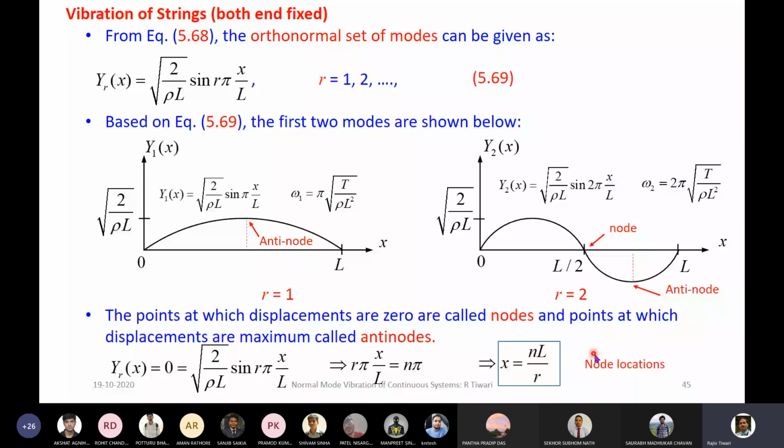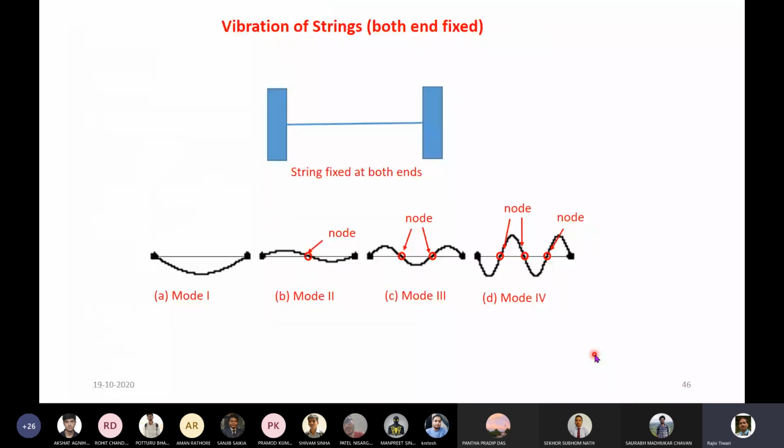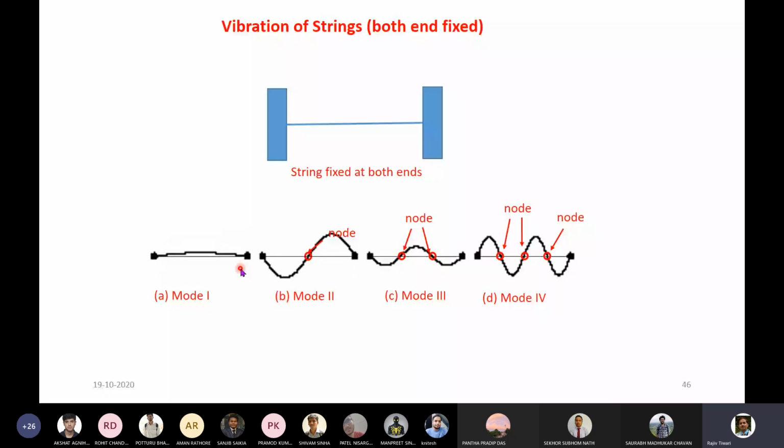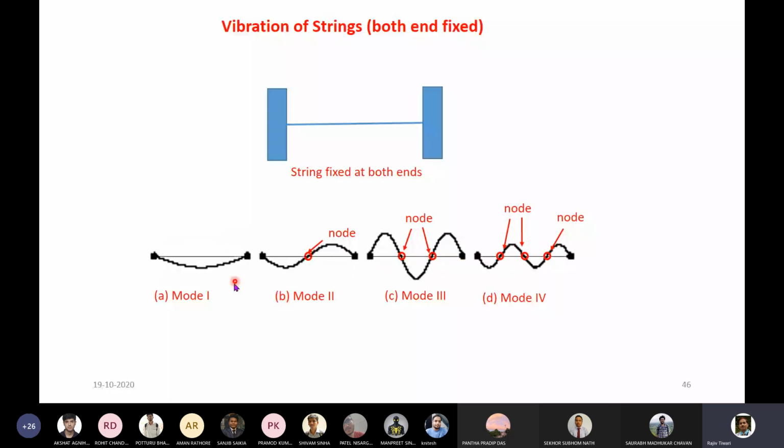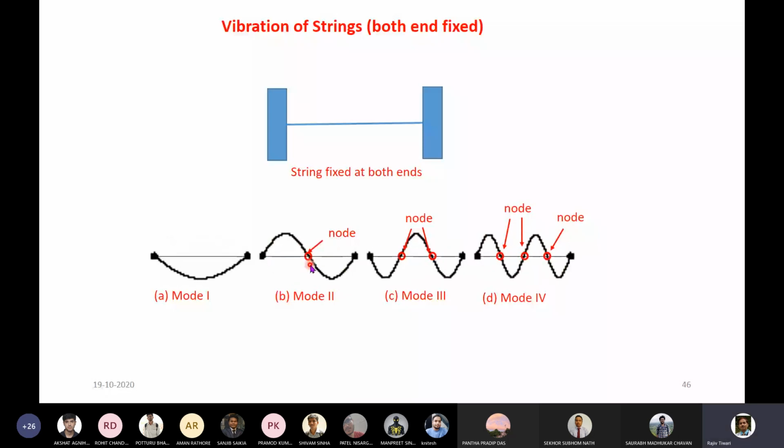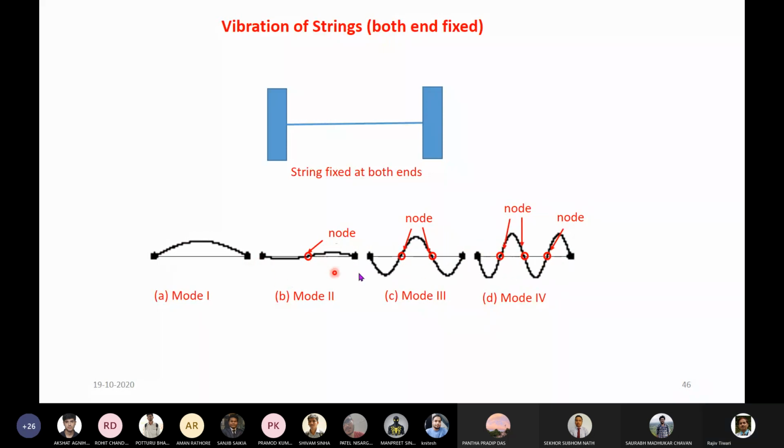This is the same thing in the animation part. So first mode, you can see how the string will vibrate, and the frequency of this will be omega 1. This is the second mode in which you can see one node is there that remains fixed onto the string, but other part is having motion.